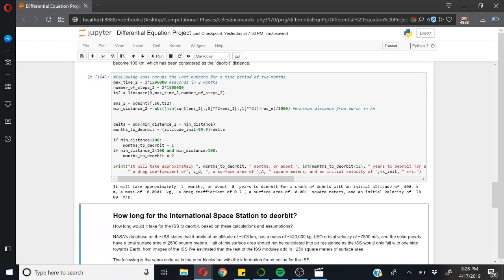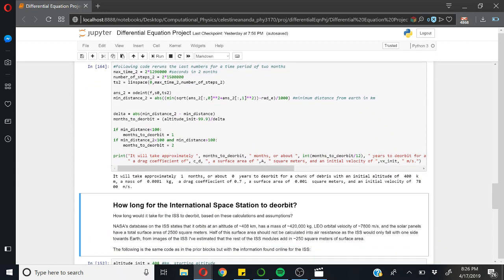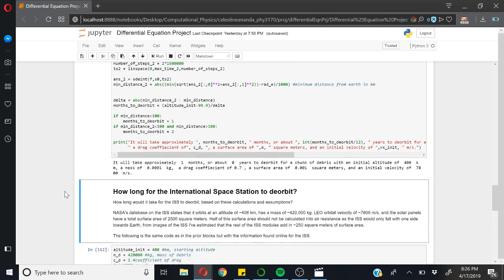Okay. So we ran this, and it'll take about 1 month, or 0 years, to deorbit for a chunk of space debris with all the initial conditions we defined. I just included this year's calculation in case you wanted to rerun this code with some of your own numbers.